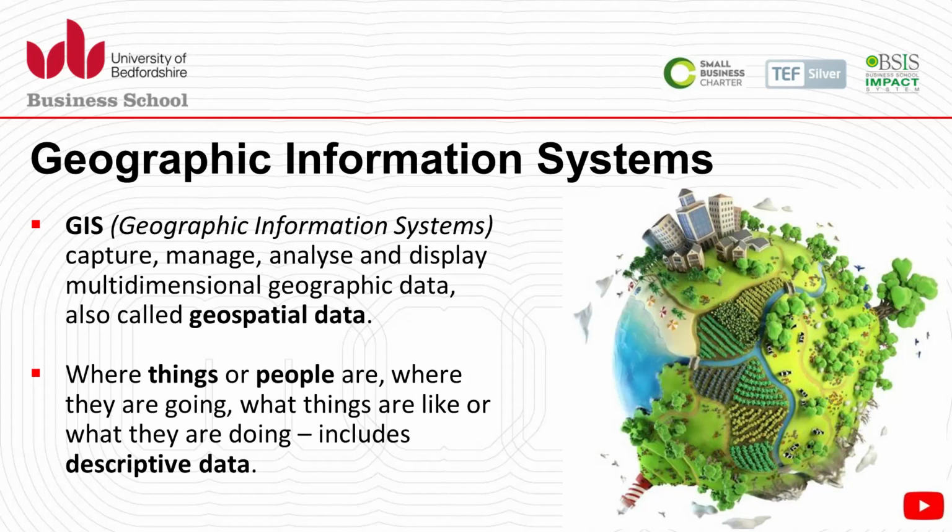However, with GIS, we need to understand how the geographic information system works as a framework that helps to gather data. So, for the management and analysis of data, the geographic information system basically captures, manages, analyzes, and displays multi-dimensional geographic data, which is also sometimes called geospatial data. Where things or people are, where they are going, what things are like, or what they are doing, that includes the descriptive data within GIS.